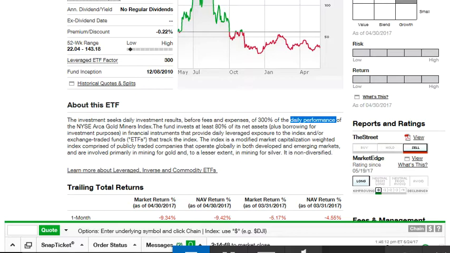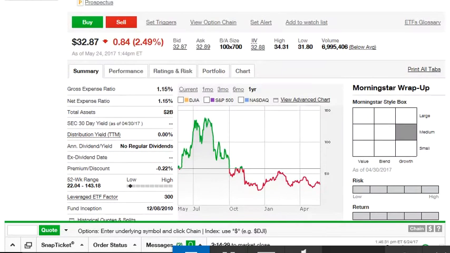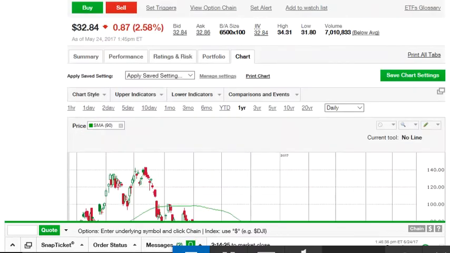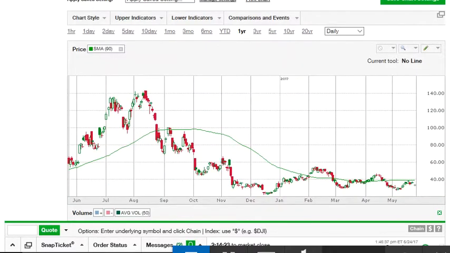Well, I'll just tell you that when funds like this are leveraged, they use calls and puts and straddles and strangles and swaps and shorted positions and all sorts of stuff just to get that 300% return. And every single day, those contracts are rebalanced to try to get the 300%. I'm getting a little off track here, but back to the chart and back to the moving average. So the volatility is pretty crazy here.